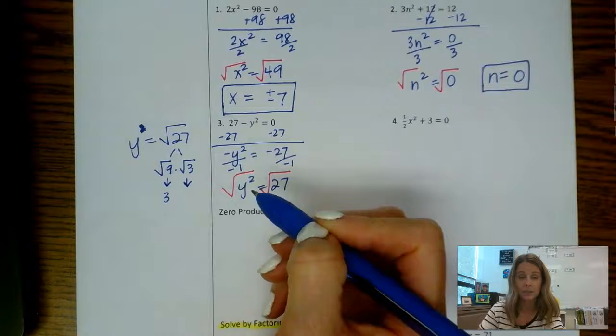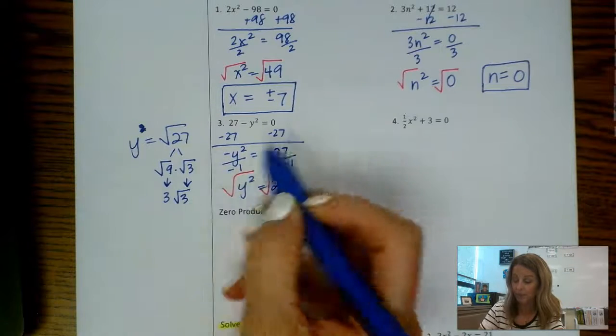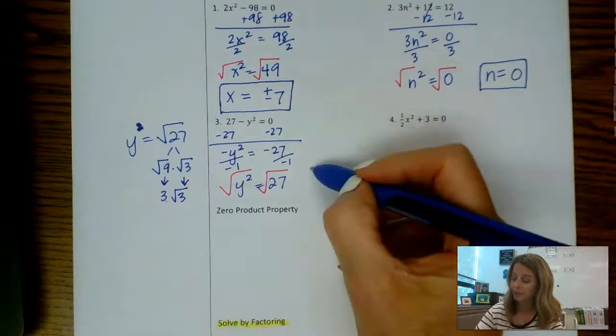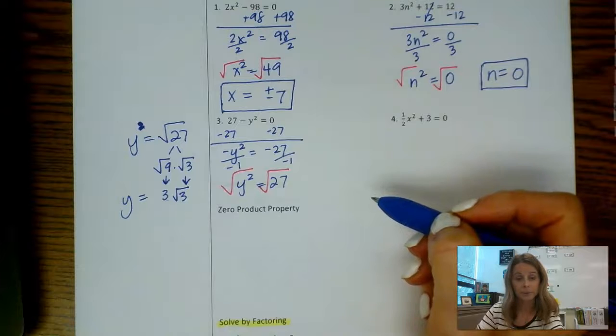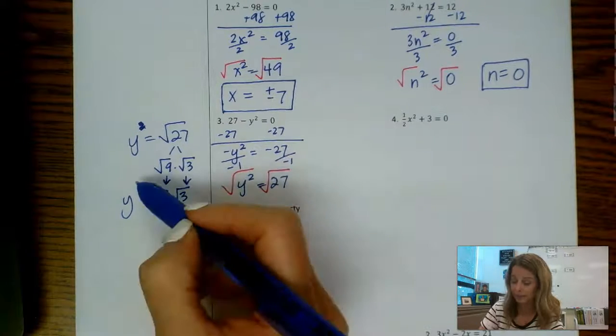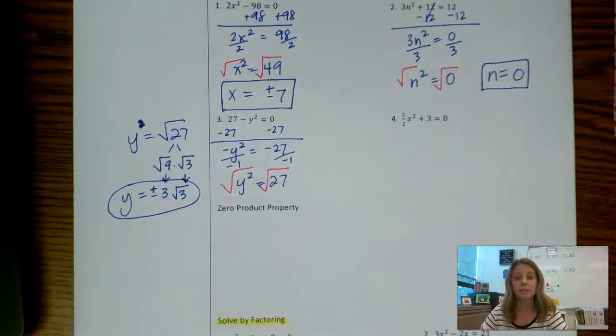The square root of 3 is a decimal. So I don't want to take the square root of it. I just want to bring it down. And so this now says 3 times the square root of 3. So my answer is y equals 3 times the square root of 3. Now, remember, it's also positive or negative. Okay, so 3 square root of 3 has to be written as plus or minus 3 square root of 3.